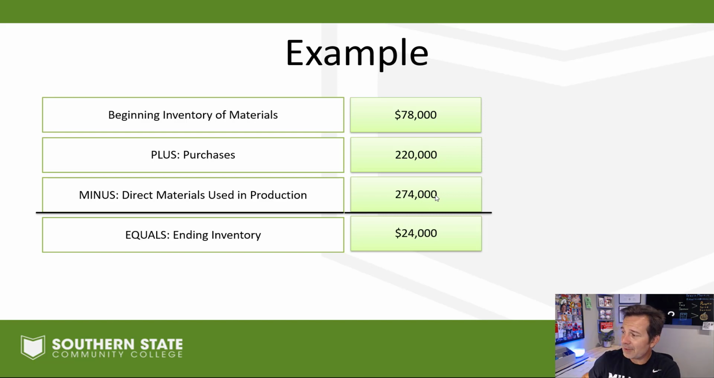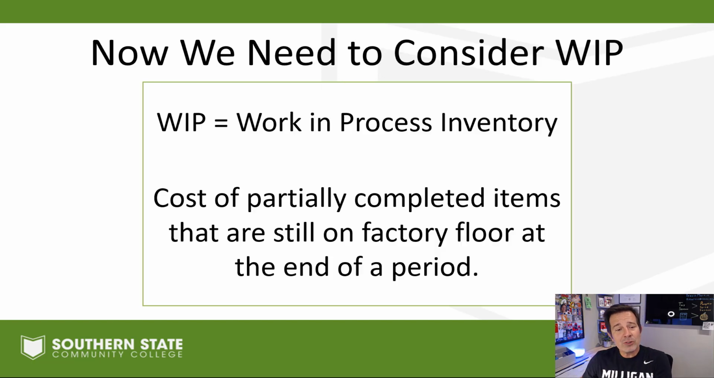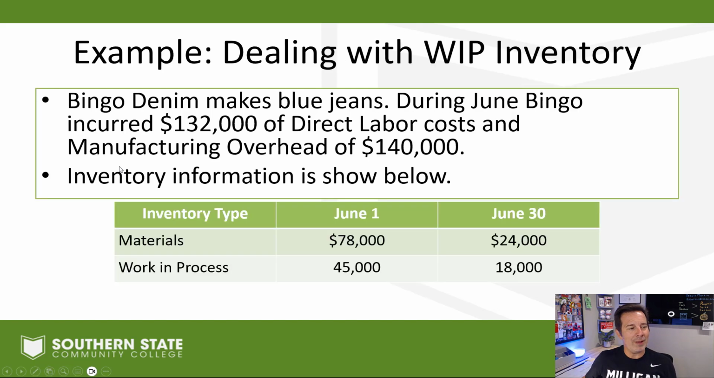And so now that we've got the materials part figured out, what about WIP? We've got to WIP it, work in process inventory. Again, our WIP is the cost of partially completed items that are on the factory floor at the end of the period. Things we've started but didn't finish before the end of the period. How do we deal with the WIP? Bingo Denim makes blue jeans.